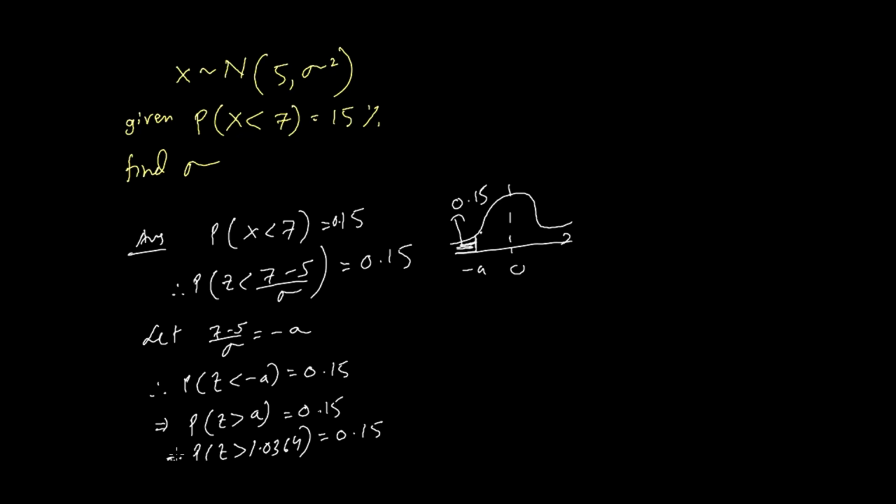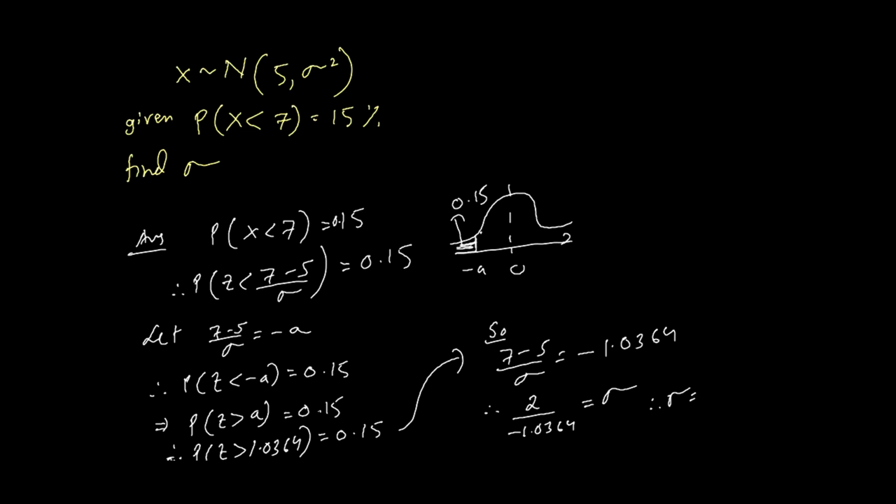So it's going to be like this. So we know what the value is. So 7 minus 5 is 2. 2 by sigma is minus a. So minus 1.0364. So therefore 7 minus 5 is 2 divided by minus 1.0364 equals sigma. So this particular value is going to be, we use the calculator.